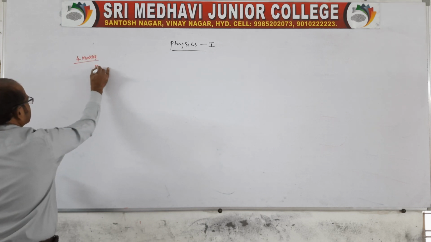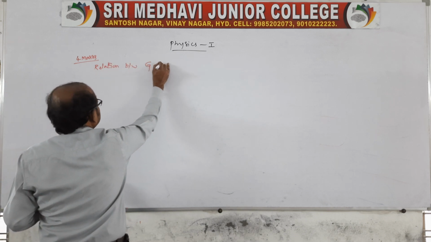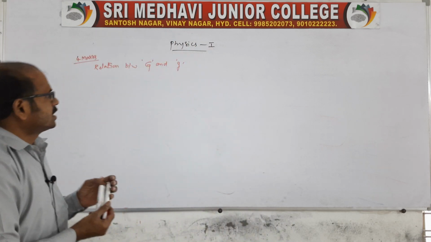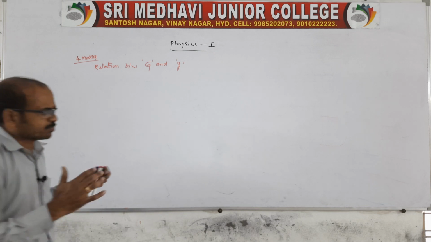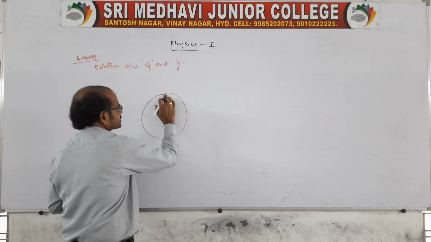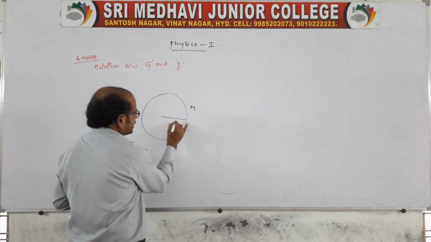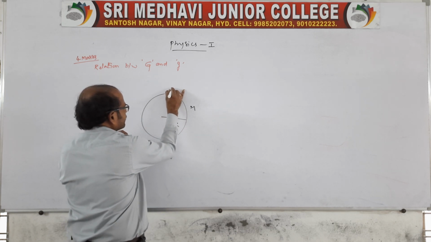See the relation between capital G and small g. Capital G is nothing but the universal gravitational constant and small g is nothing but the acceleration due to gravity. Suppose you take one planet of mass capital M, right? The planet in the sense is, say, Earth, mass is capital M, Earth is also a planet, and the radius of the Earth is capital R. And here on the surface of the Earth, there is one body of mass M placed.